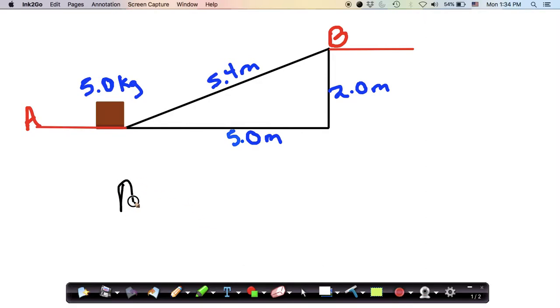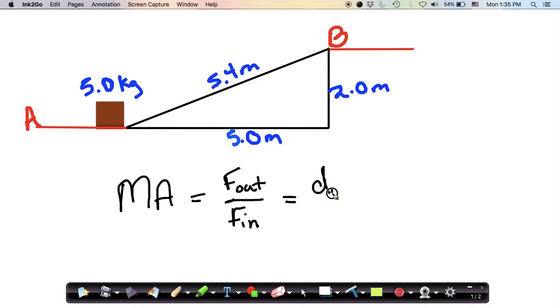In that instance, the mechanical advantage of the inclined plane could be found by looking at either the ratio of the output force to the input force, or the input distance to the output distance. You'll notice that this is the exact same ratio that we had on the previous slide, derived from the law of conservation of energy, and that is not a coincidence. That is the way it should be if we're thinking about it from an energy conservation perspective.